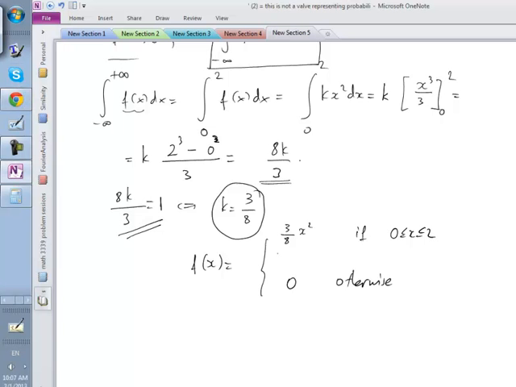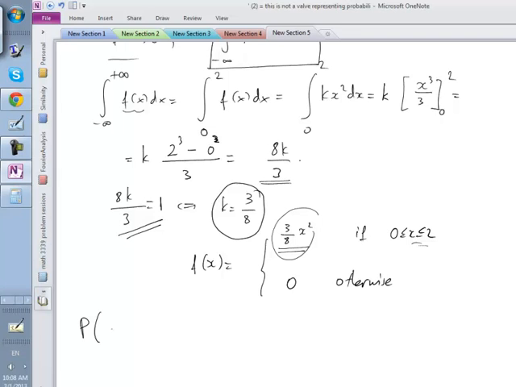Now, the presence of x squared makes the PDF take greater values as we approach 2, which means that the professor is more likely to go over between 1 and 2 minutes past the hour, and it's not as likely to go between 0 and 1 minute past the hour. Let's calculate some probabilities here.